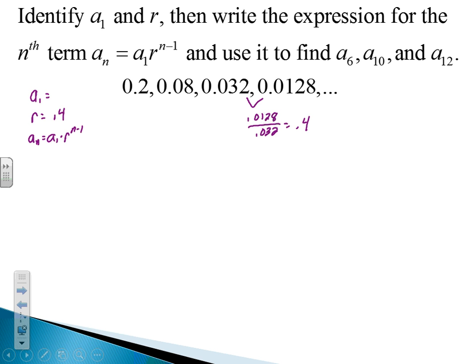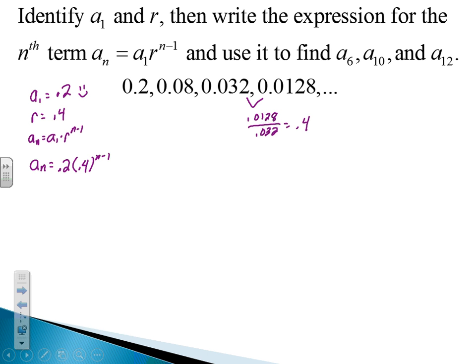And I'm going to just go ahead and leave it as a decimal, since everything else in the sequence is a decimal. You could definitely write it as a fraction if you wanted to, but since they gave me everything as a decimal, I'm going to keep my ratio as a decimal. My very first term is 0.2. So now that I know the first term and the common ratio, I'll say a sub n is equal to 0.2 multiplied by 0.4 to the n minus 1 power.